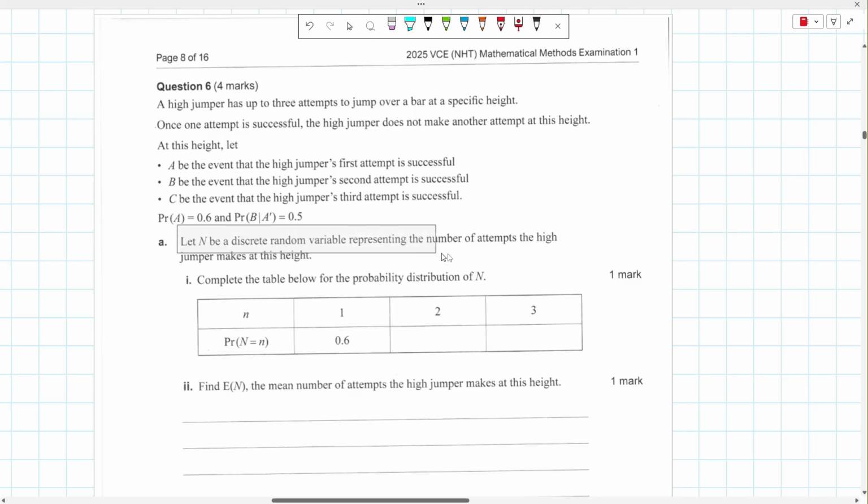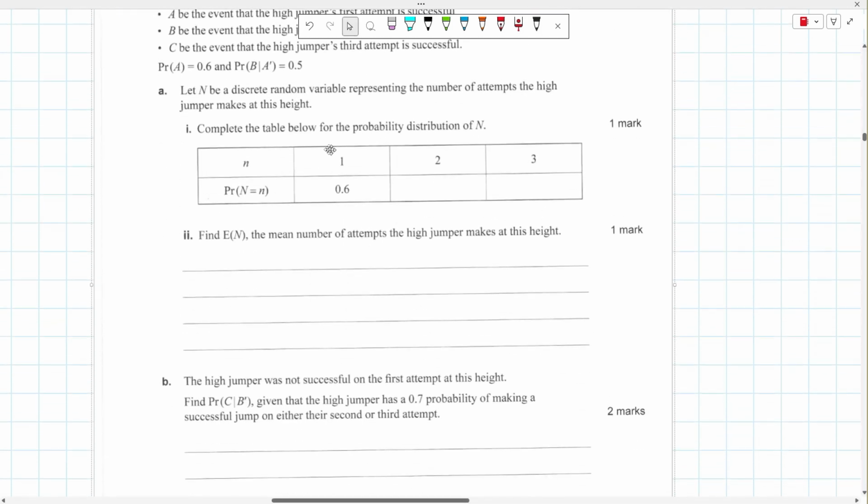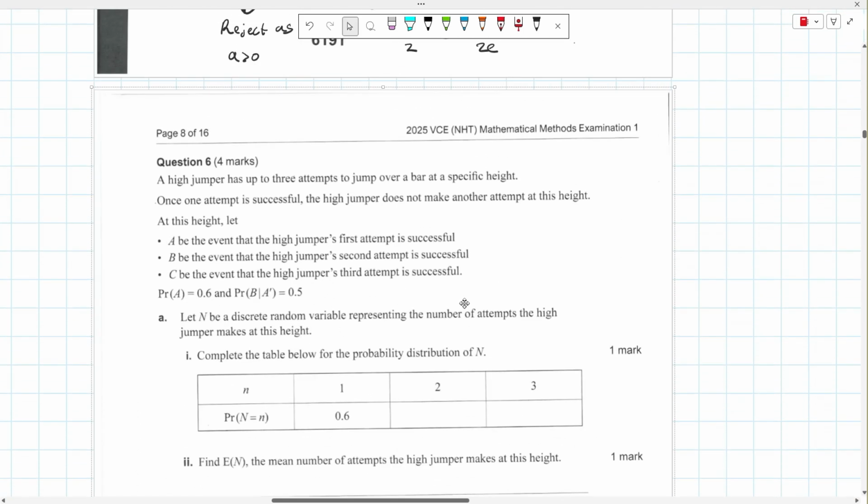Let n be a discrete random variable representing the number of attempts the high jumper makes at this height. Complete the table below for the probability distribution of n. Okay, let's try to make a little tree diagram, right? So the high jumper makes his first attempt. It could either be successful, which is event A, or it could be not successful, which is A complement. Now the probability of it being successful is 0.6 because they told us that. So the probability of it not being successful is 0.4.